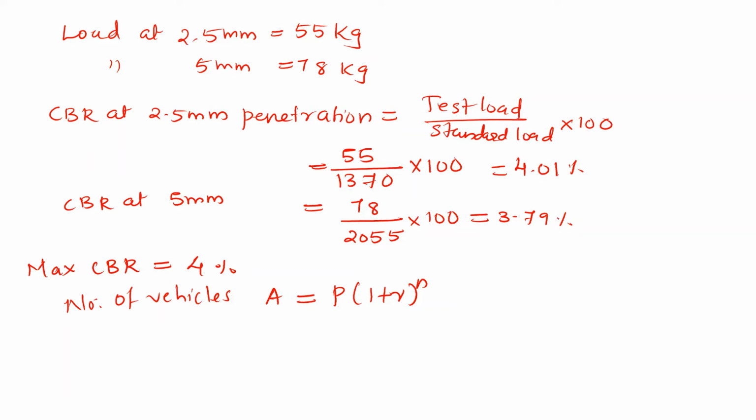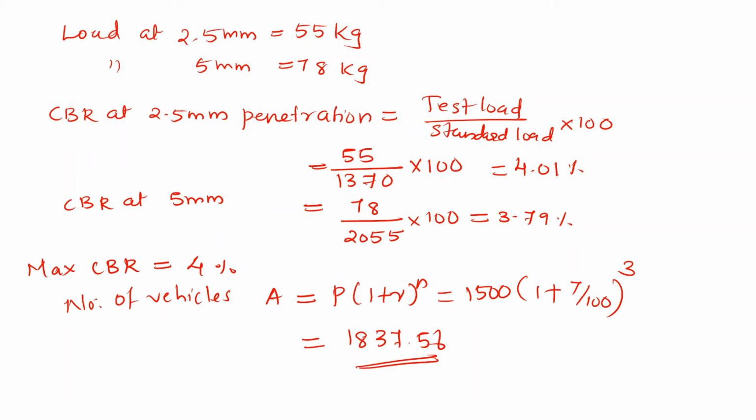The last traffic is given as 1500, and 1 plus the growth rate of 7 by 100, raised to 3 years, which is the time to complete the road construction. So we are getting 1837.56, or 1837, as the count of vehicles, the anticipated traffic on that road. So we got the CBR percent and also the anticipated traffic on the road. Based on these values, we need to decide the thickness of the road.